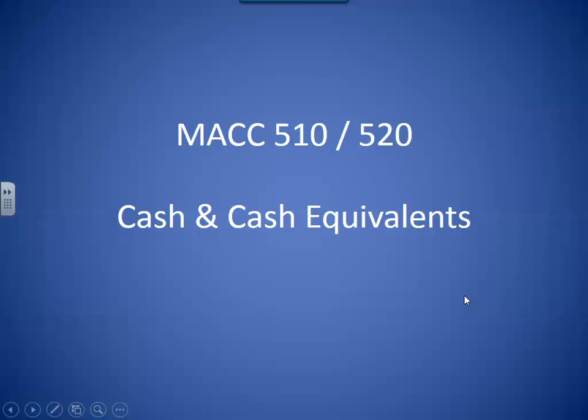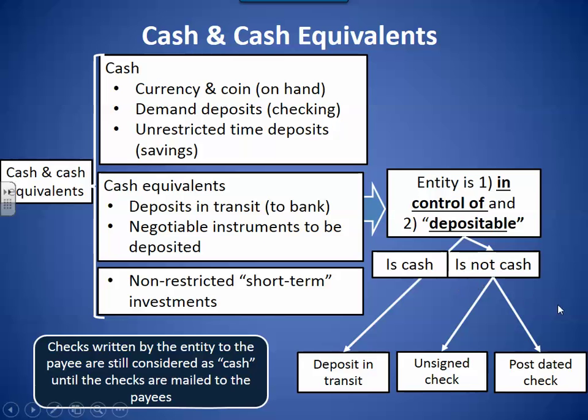This is a brief review of cash and cash equivalents. Cash and cash equivalents are normally classified together on the balance sheet, and I think it's best that we take a look at the three different major categories which make up cash and cash equivalents. The first one being cash, which is currency and coin, that's what's on hand. Demand deposits, which are typically checking accounts, and unrestricted time deposits, which are typically bank savings accounts.